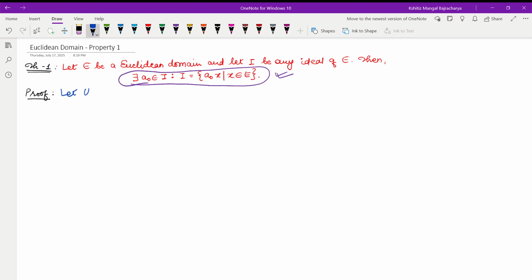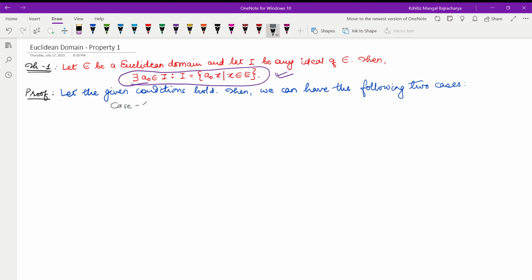let us assume that the given conditions hold. Then we can have the following two cases. Since I is an ideal, it is possible that I is the zero ideal.